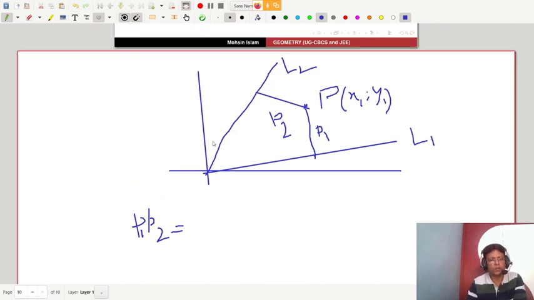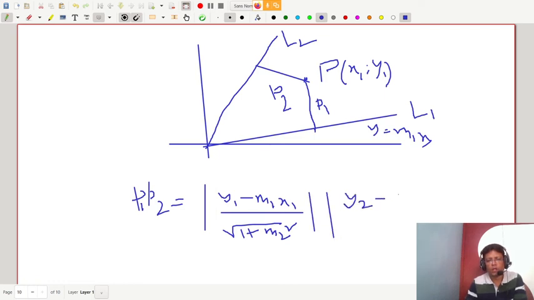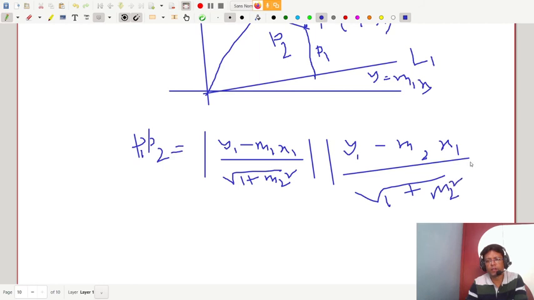Okay, what is your P1? This line is y equal to m1 x. So your first perpendicular is modulus of y1 minus m1 x1 by root over 1 plus m1 square. That is the perpendicular formula, right? You are applying that formula. And for the second, sorry, it is y1, because your point is x1, y1: modulus of y1 minus m2 x1 by root over 1 plus m2 square. That is the elementary formula you are applying.